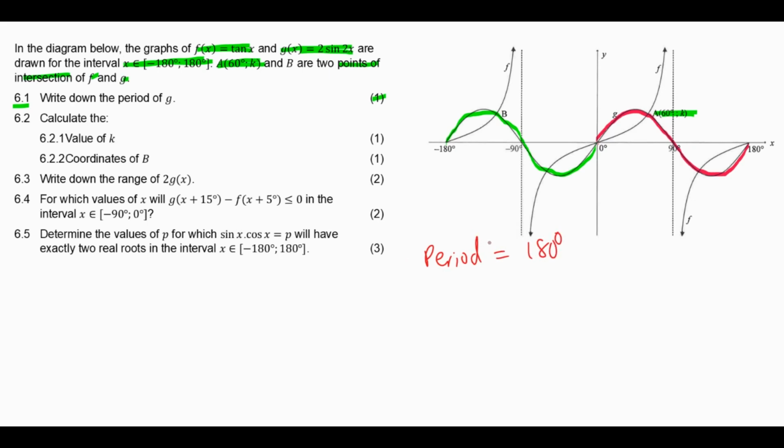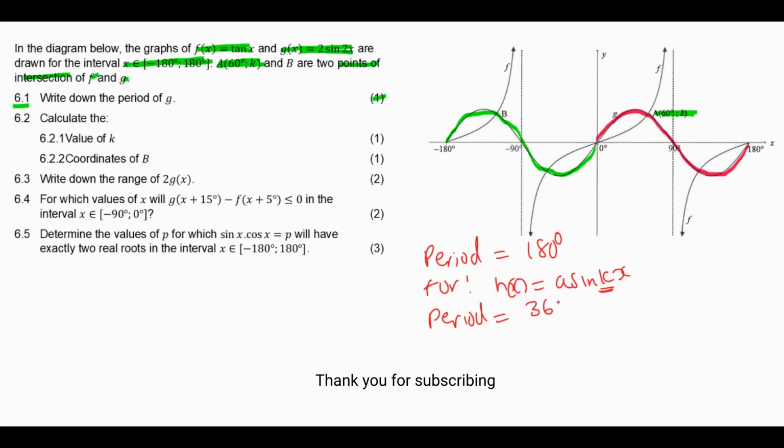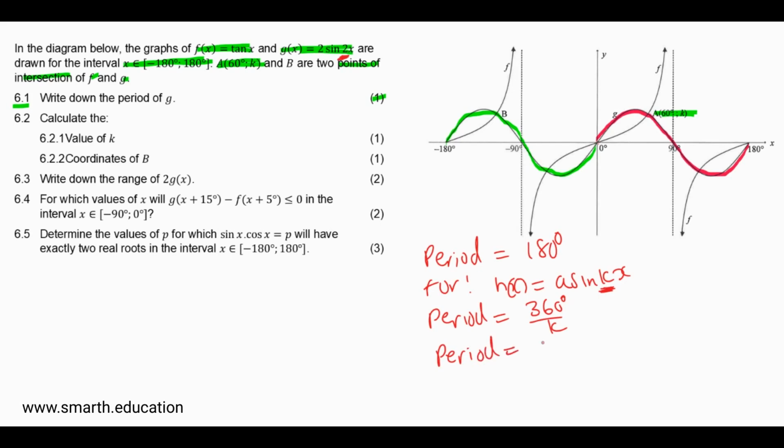The other thing we have to remember is that for the graph of the form h of x is equal to a sine kx, the period is equal to 360 degrees divided by k. Remember the period for the sine graph is 360 degrees. Our k in this case is this 2 here. So we can say the period is equal to 360 degrees divided by 2, which is 180 degrees.